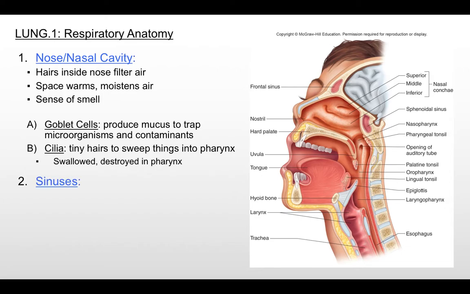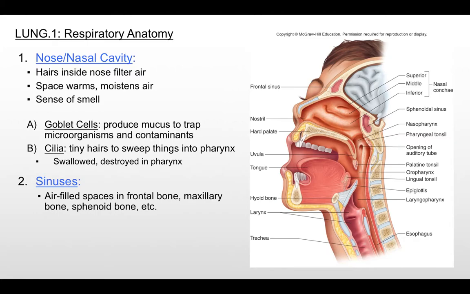All right, after that, we've moved air into your nasal cavity. We'll pass by a number of sinuses. If you've ever had a sinus infection, you know that these are air-filled spaces, or at least they're supposed to be, in different regions of your skull. So in your frontal bone, in your maxillary bone, in your sphenoid bone.